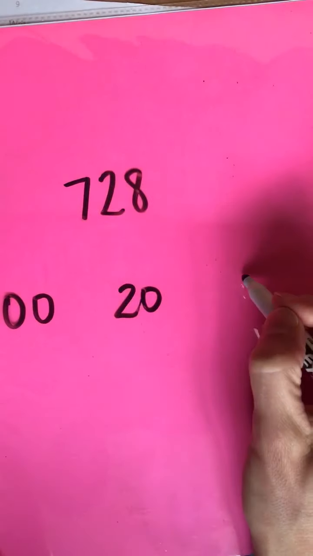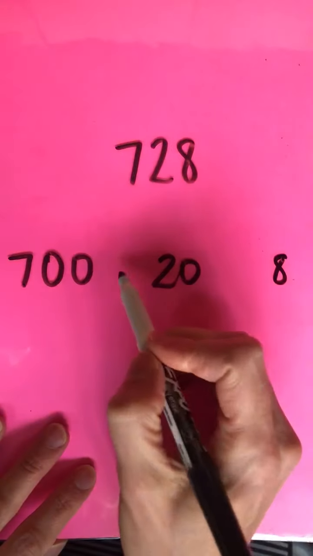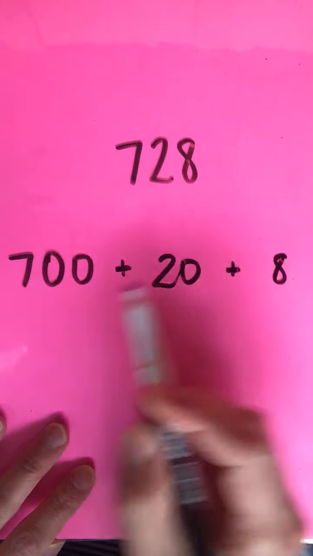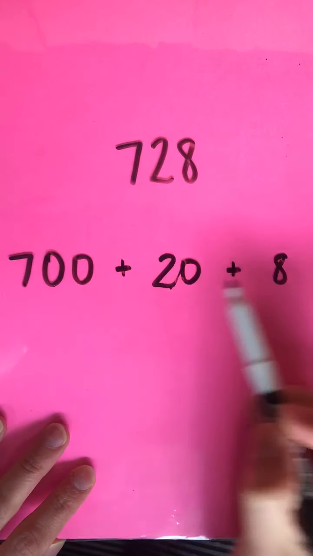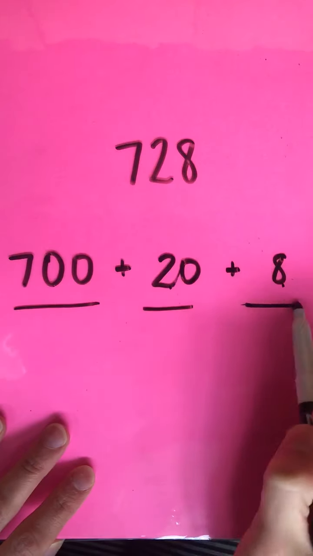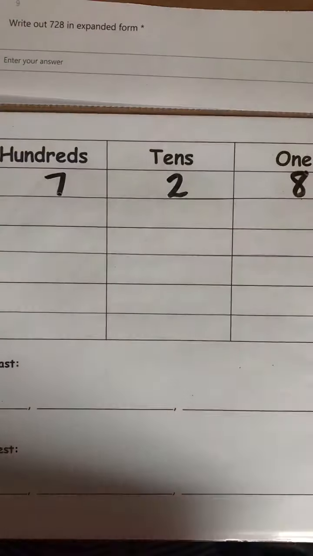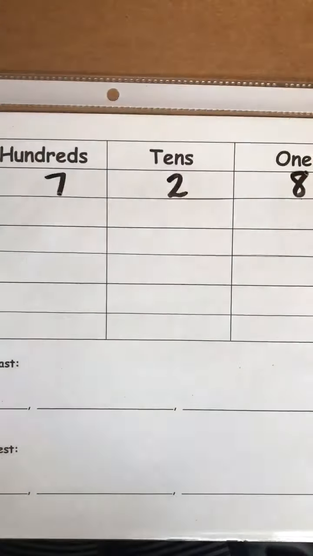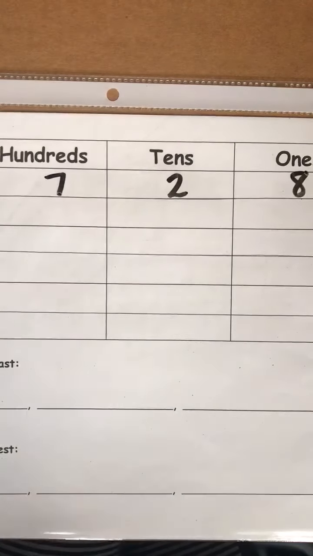Very good. And when you have expanded form, you actually have to add all of these together because 700 plus 20 plus 8 would equal 728. So that's our expanded form example. Okay, friends, great job. Let's take a look at question number 10 together.